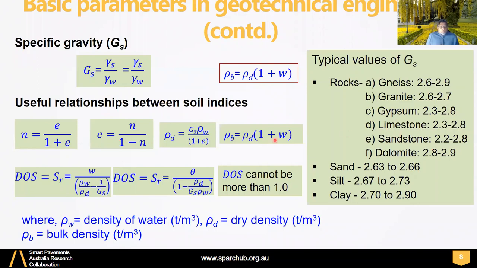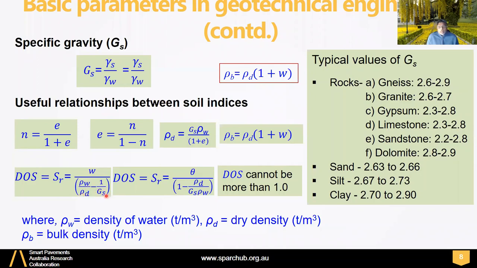So these are the relationships, dry density and bulk density, and degree of saturation, which as I mentioned is referred to as DOS, and S_r is a more technical way of writing it. It can be given in these two equations. If you use gravimetric water content, water density is 1, rho d is the dry density of soil, and G_s is the specific gravity. So in order to calculate DOS, you need gravimetric or volumetric water content, the dry density, and the specific gravity.